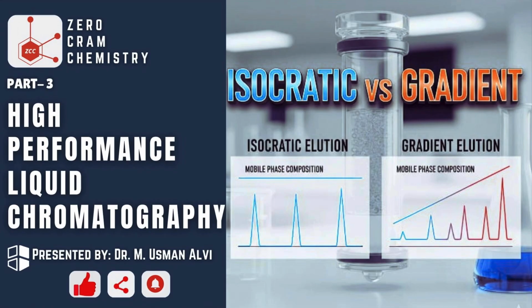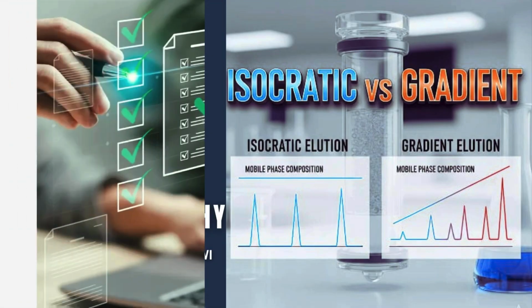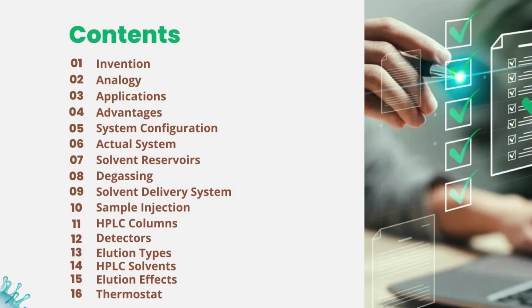So today is part 3 of a lecture series about high performance liquid chromatography, or HPLC, and in this particular lecture we will mainly focus on isocratic and gradient elution types. In the very first lecture of HPLC, we studied the invention, analogy, applications, advantages, system configuration, and actual system of HPLC. Similarly, in the second lecture, we discussed topics such as solvent reservoirs, degassing, solvent delivery system, sample injection, HPLC columns, and detectors.